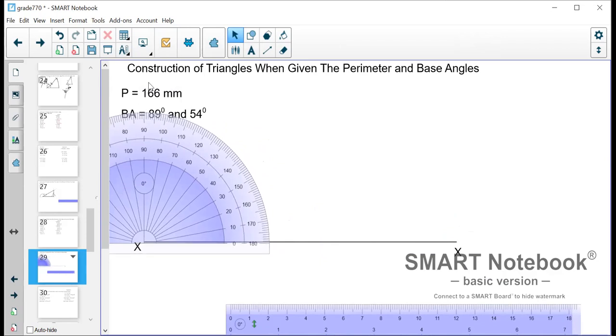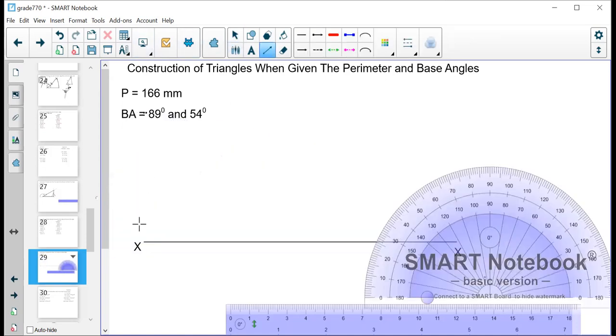From X, I'll find 89. Of course, we know we have 80 here, and then 9, which is 1 away from 90. So we mark that point here. When I'm finished, I draw a line from here to that point. As you can see, I'm having some issues there, so I'll just leave it right there.